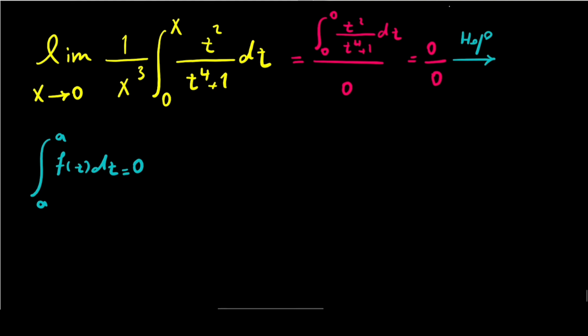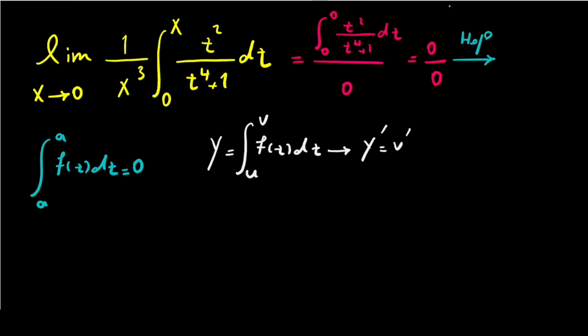In one of my videos, I put the link in the description if you want to check, I told you if y equals the integral from u to v of f(t) dt, then y prime will be equal to v prime times f(v) minus u prime times f(u). I proved that formula in my previous video, so I put the link of that video in the description. You can check it if you don't know this really nice point.